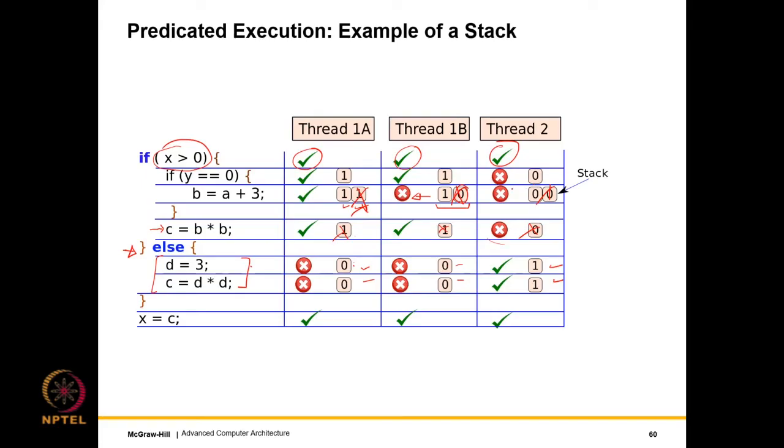As you can see, at every stage, instructions are executing in lockstep. And now for the last instruction, which is x equal to c, this is where all the threads reconverge. It's called the PoR, or the point of reconvergence. So at this point, all the threads, which are threads 1A, 1B, and 2, reconverge. Then we execute the same instruction for all three threads.